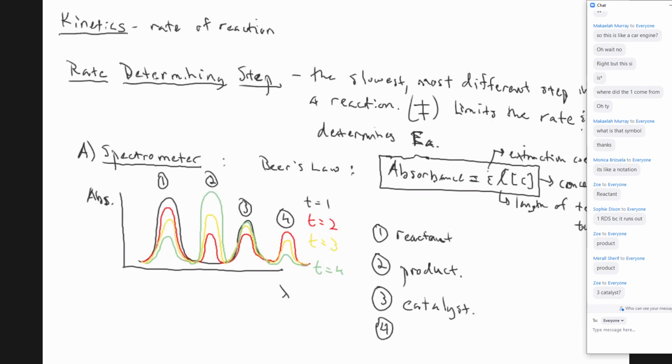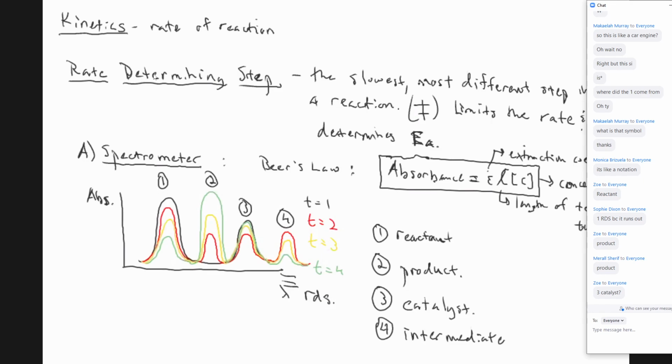And state 4, this is our intermediate. The formation of this is the RDS, the rate determining step. Right? Because it starts, it forms, and then it lowers down because as the reaction goes to completion and you make more and more products, there's fewer molecules at that intermediate step, that rate determining step.